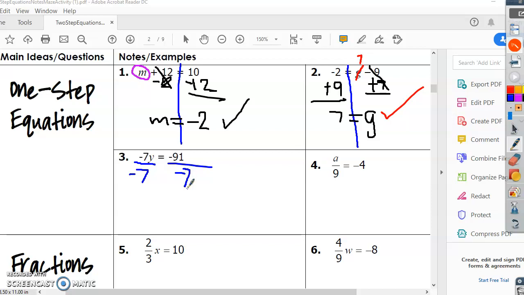Negative 7. So now this cancels. You bring down, whoops, and I forgot one important step, which helps a lot of students, I know, is to divide your equation.